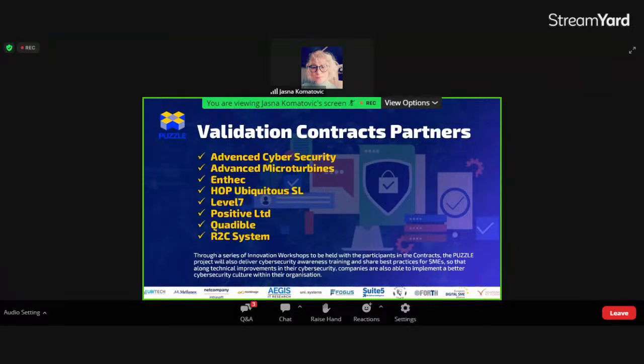So the execution of validation contracts activities is 10 months, and during that period, besides the integration, testing, etc., there will be a series of innovation workshops held with the participants in the contracts. The project will also deliver cybersecurity awareness trainings and share best practices for SMEs so that along with technical improvements in their cybersecurity, companies are also able to implement a better cybersecurity culture within their organizations.